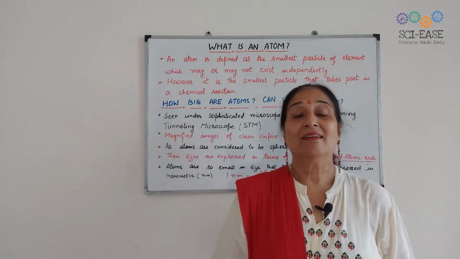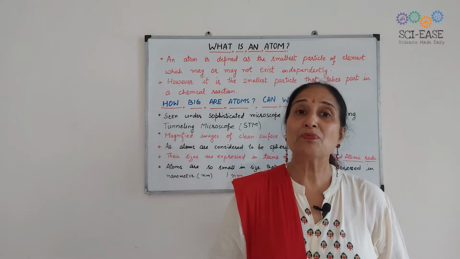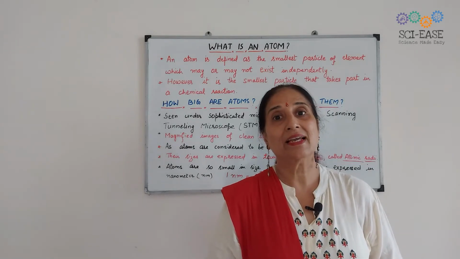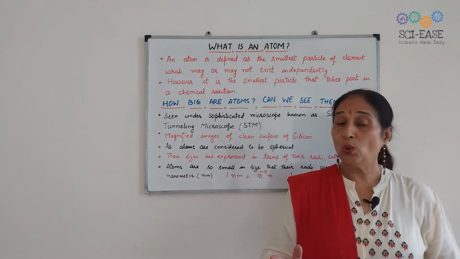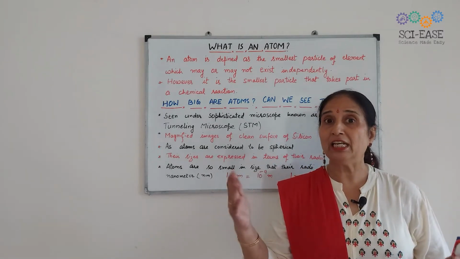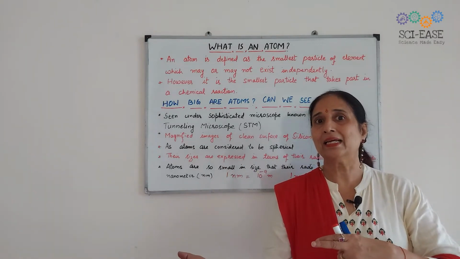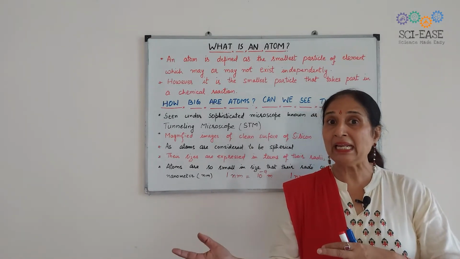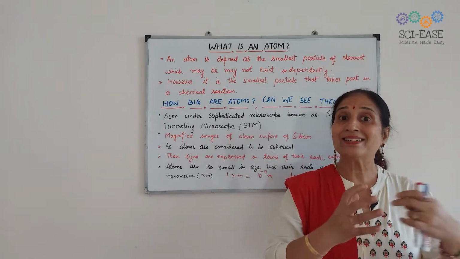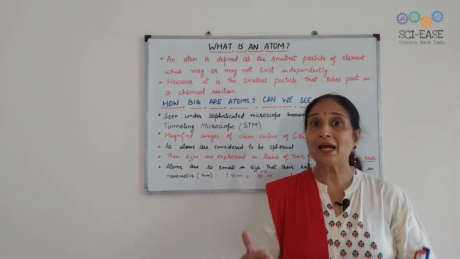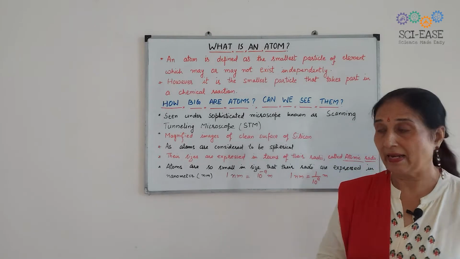Atom is the smallest part of an element which may or may not exist independently. Okay? So, this is the proper definition of atom. It may or may not exist independently. Mainly, the atoms, they are present in the groups. But some atoms, they can exist independently also.